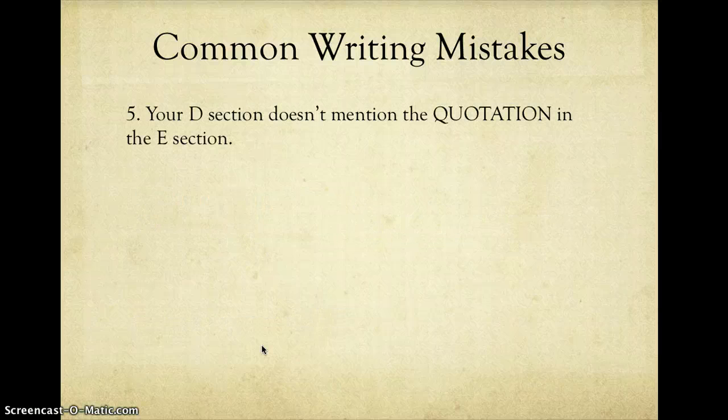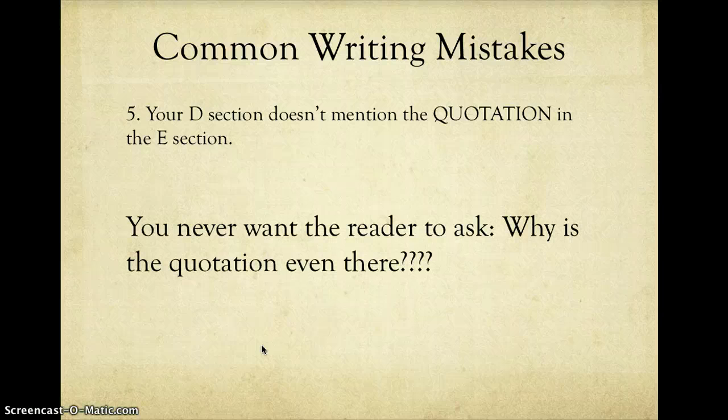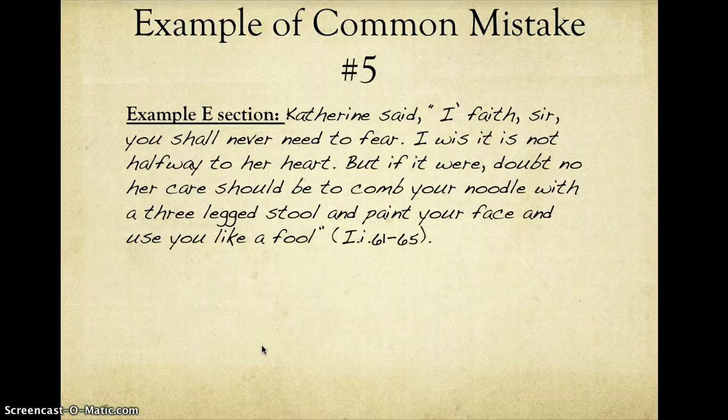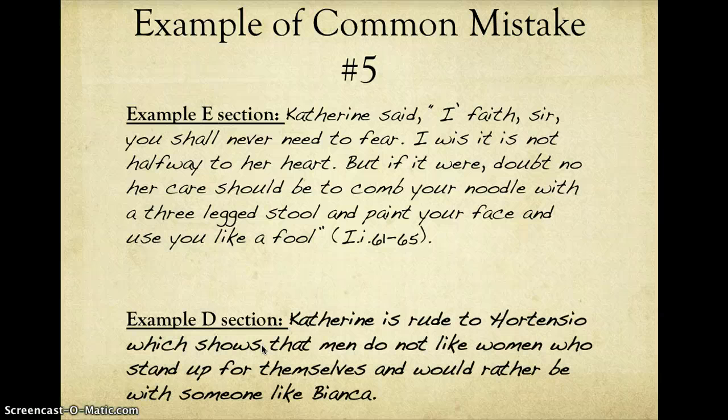Final common writing mistake is again with the D section. When the D section doesn't mention the quotation in the E section, that's a huge problem. You never want the reader to ask, why is the quotation even there? If you're not going to talk about it in the D section, then why do you have it? Let me give you an example. Here's that example E section that we saw earlier where Catherine is threatening Hortensio. And here's what the writer wrote about that.